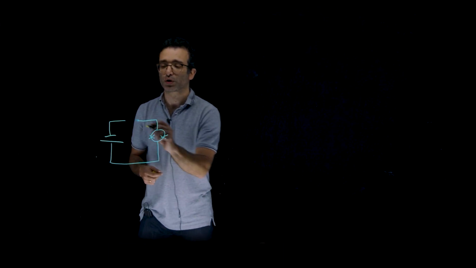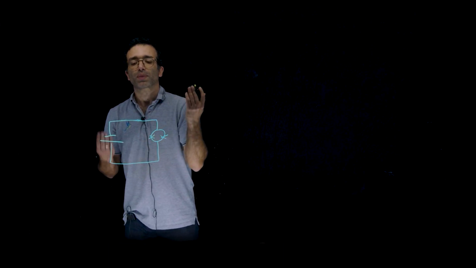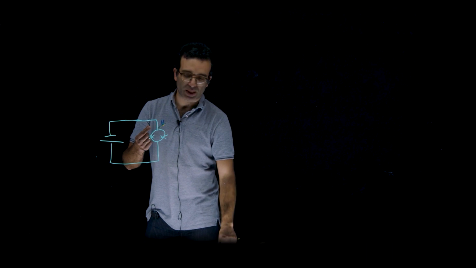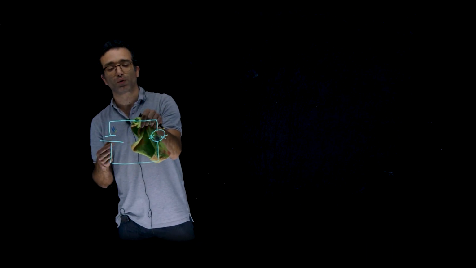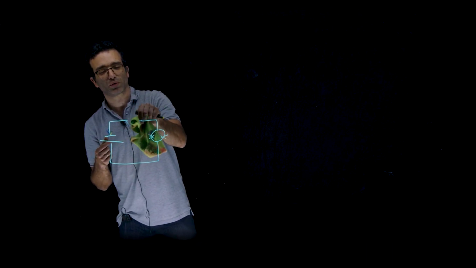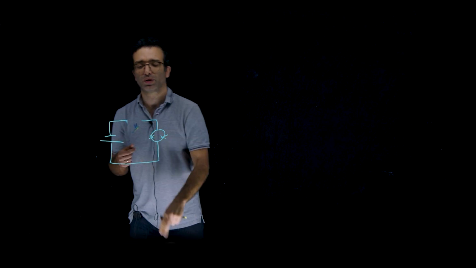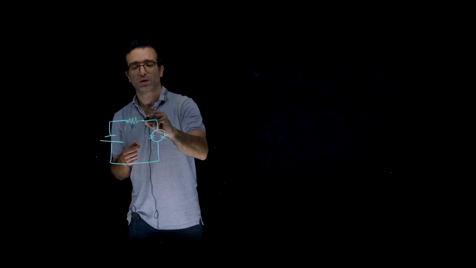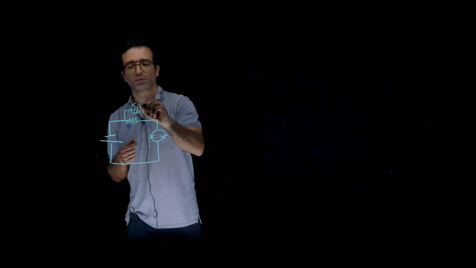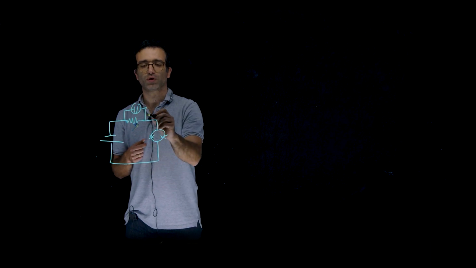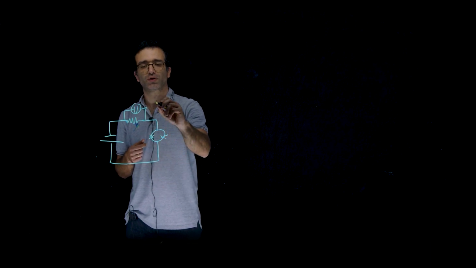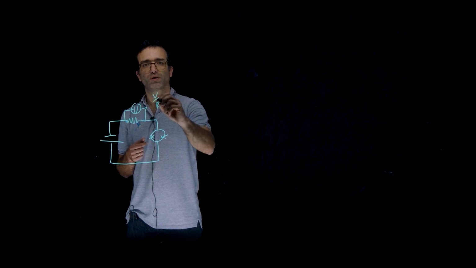So how do you measure the current? The current typically is measured by measuring the voltage on a known resistor. So I would need to put here a resistor and measure the voltage here. And then I know the current, which is just V divided by R.